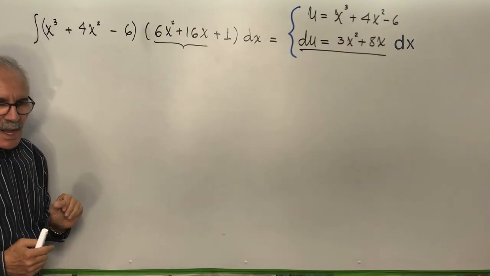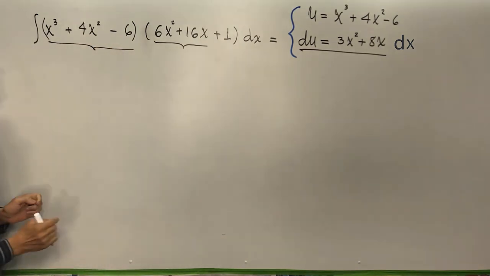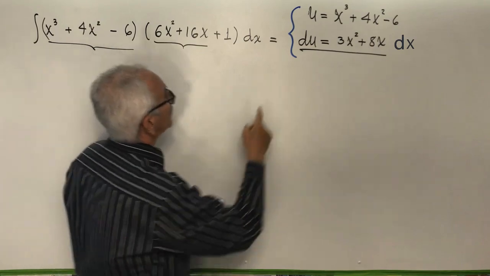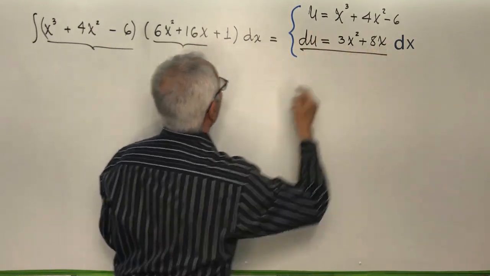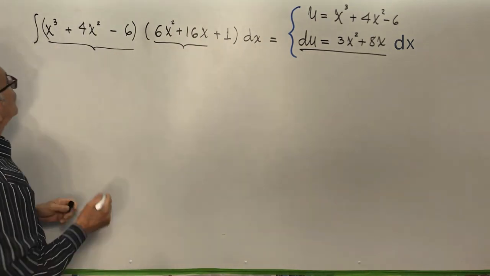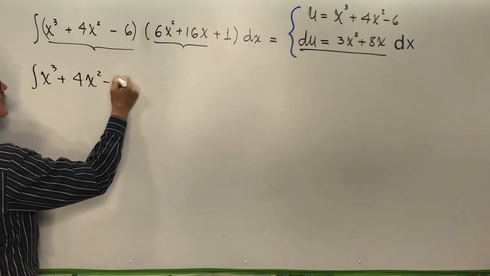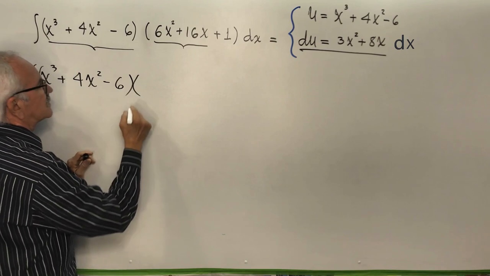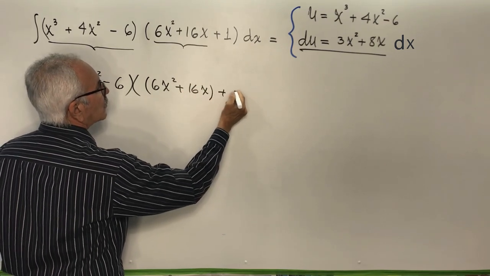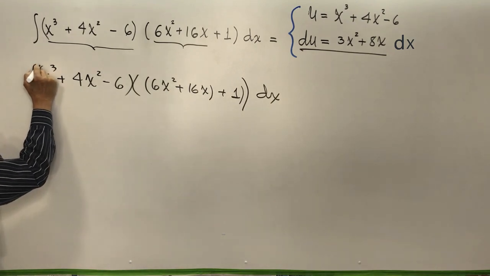Let's solve one example applying substitution method. Given such a large integral, here we have two polynomials. If we consider that the first part is the function u, du will be 3x squared plus 8x. As you can see, partially we have something here, something like this. If we represent it this way, integral of (x cubed plus 4x squared minus 6) times, I will use two elements. I will use (6x squared plus 16x plus 1), all of them inside the integral.